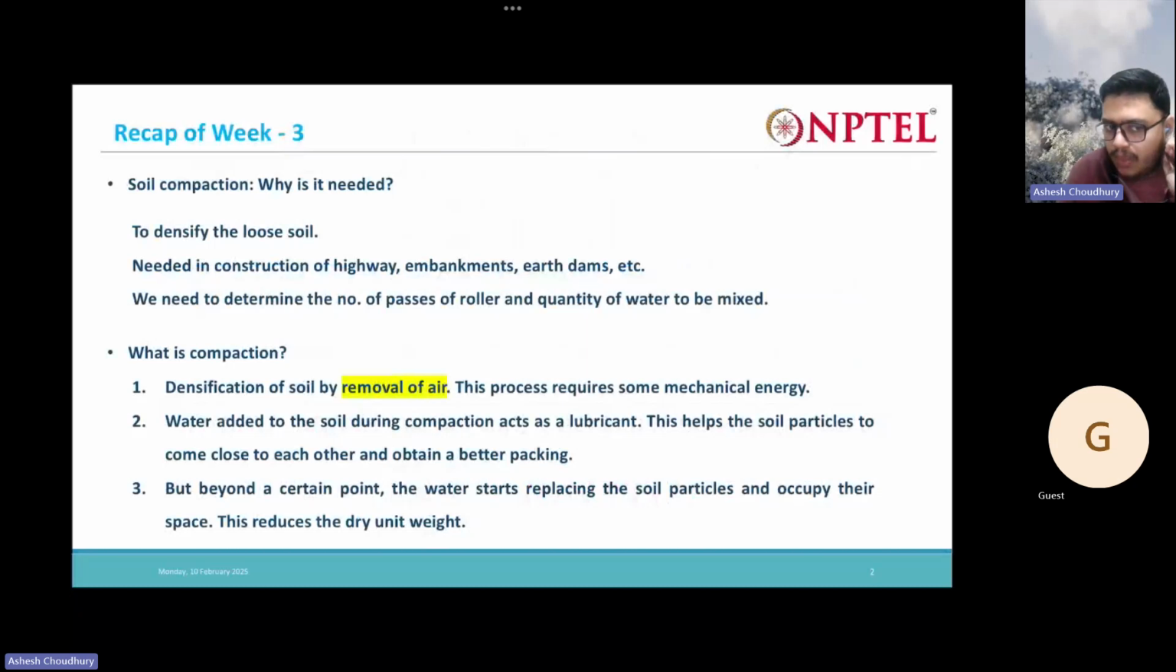Water is added to the soil during compaction, which acts as a lubricant. This helps the soil particles to come close to each other and obtain a better packing.